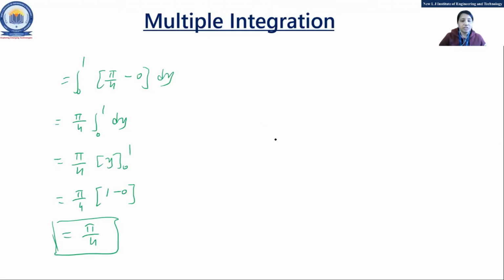Now in the next lecture we'll go for any region, or when it will be given in any form. So how to solve that, or how to find out the integration of that one. Okay.